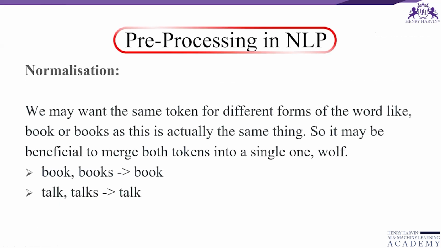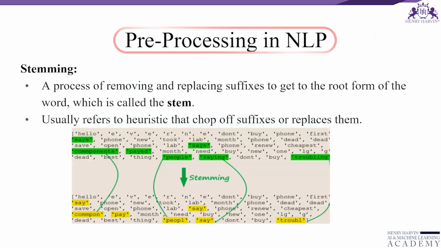Now let us try to understand what normalization is. We may want the same token for different forms of a word. If you take book or books, both give the same meaning to us. So if you consider both tokens as a single one, book, books into book, talk, talks into talk, that could be really helpful. That is basically called normalization.